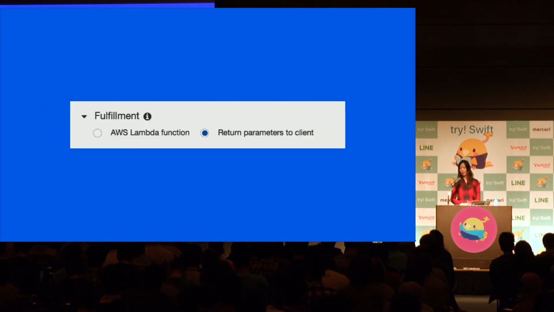In the fulfillment section, select return parameters to client, and this specifies that your iOS app will handle the business logic after Lex recognizes the intent. Or you can use AWS Lambda to run your business logic on AWS.